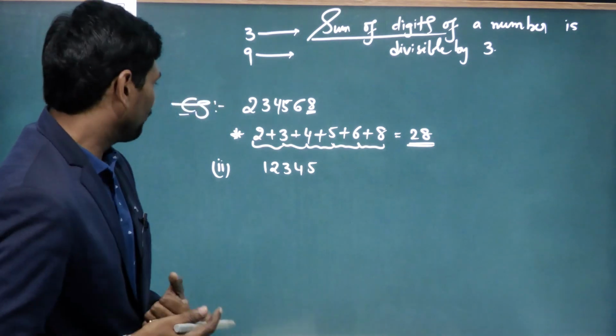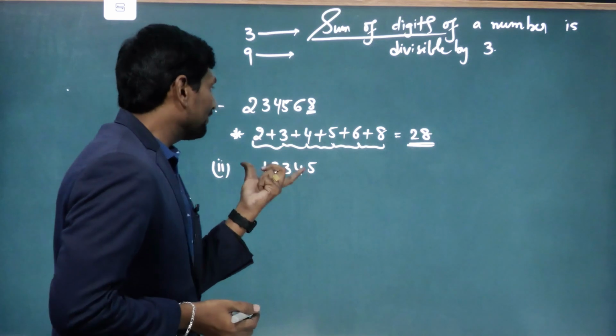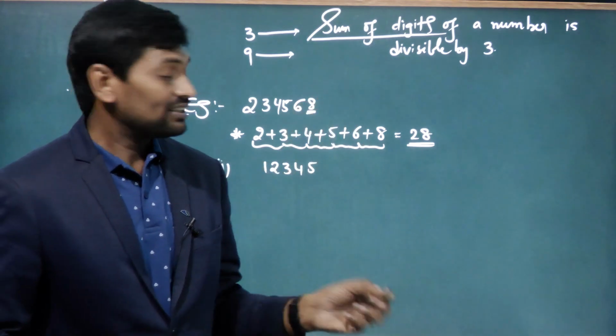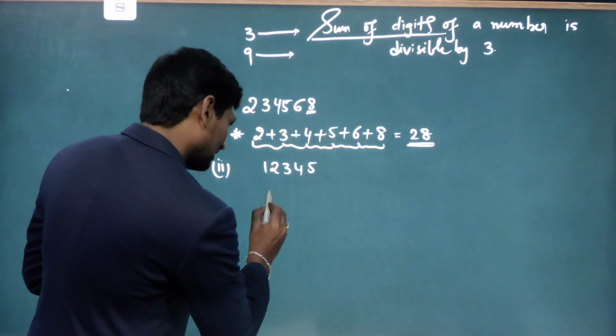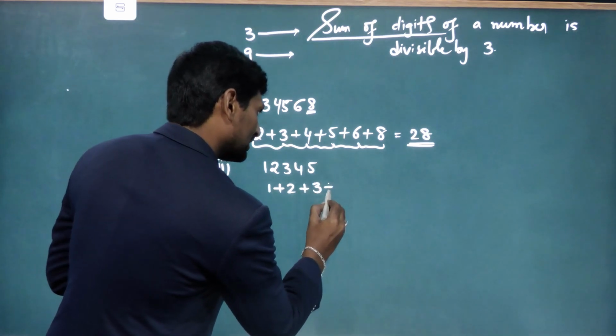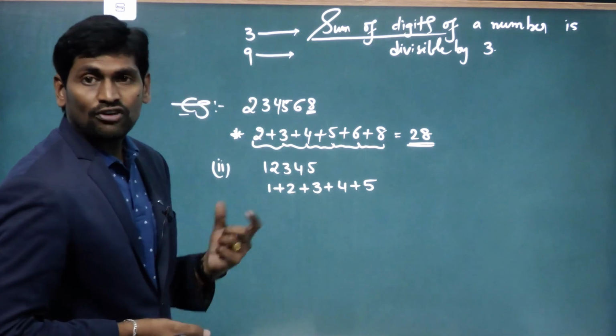Now, let us check this number: 1, 2, 3, 4, 5. 12,345. Is it divisible by the 3 table or not? For checking that, we need to add all of its digits. What are the digits here? First digit is 1, second digit is 2, third digit is 3, then the fourth digit and the fifth digit. So, the sum of all its digits.